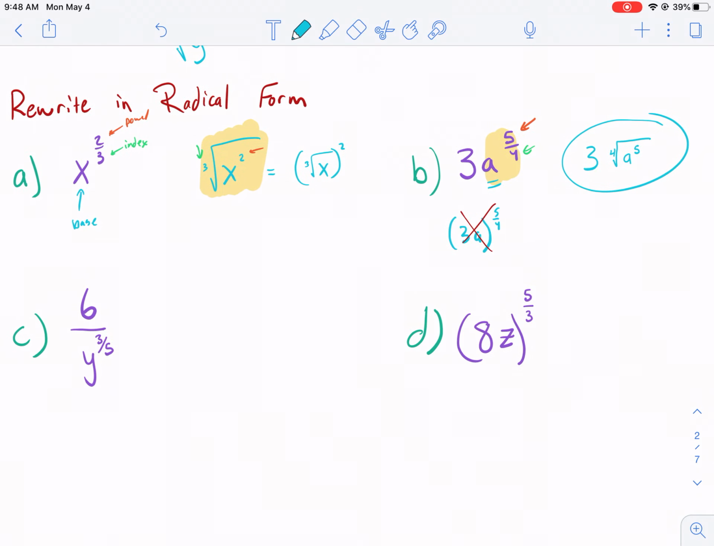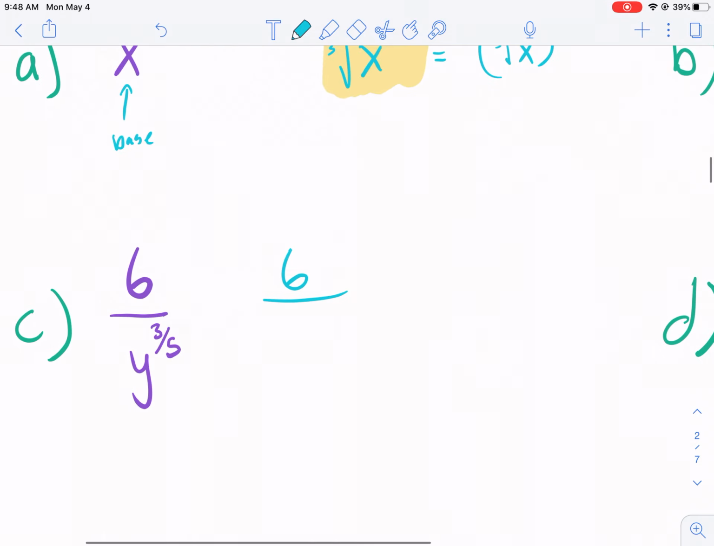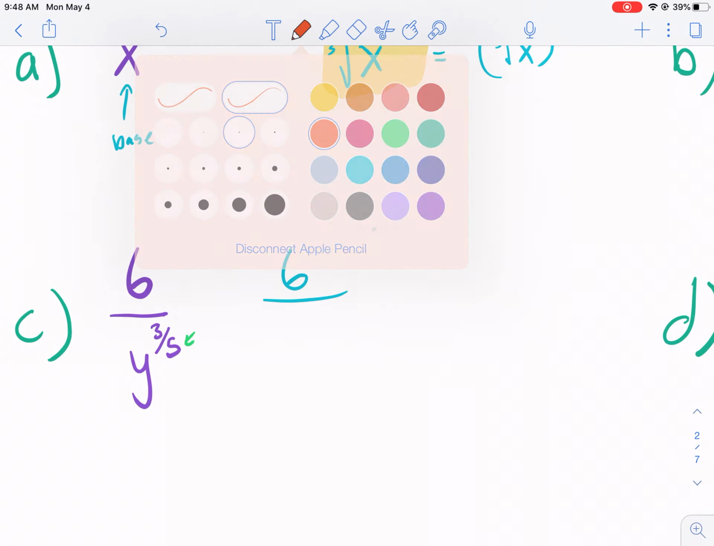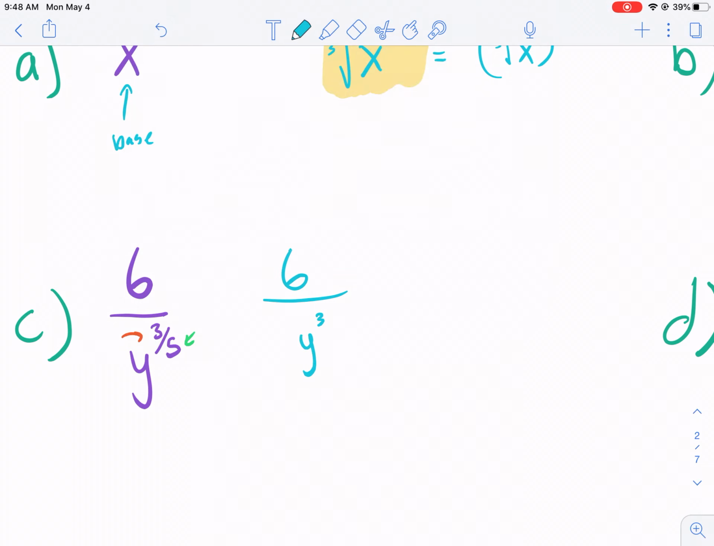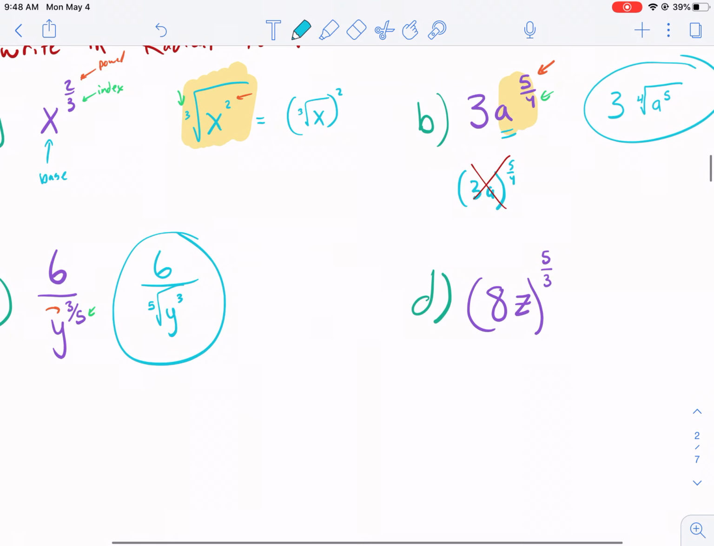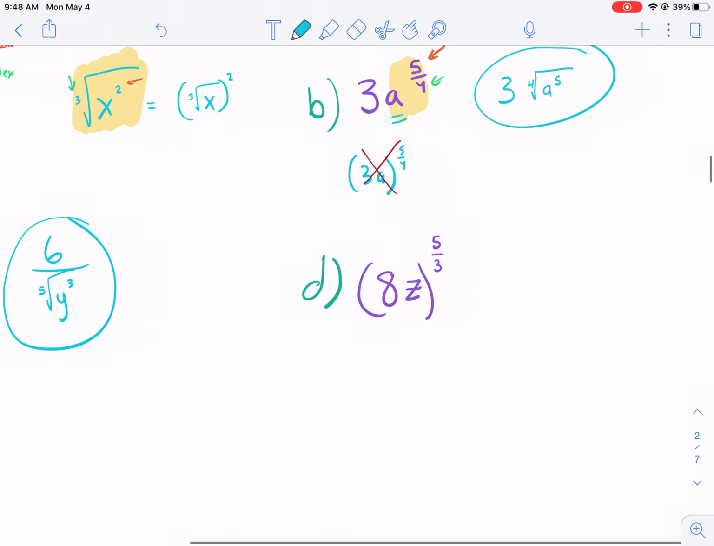We're going to have the same thing here. So we have 6. Okay, index is in the bottom. Power is in the top. And the base stays the same. So y to the 3rd, 5th root of y to the third. So that's our index. And then we can leave it like that. That's fine. Let's go over to our last one.